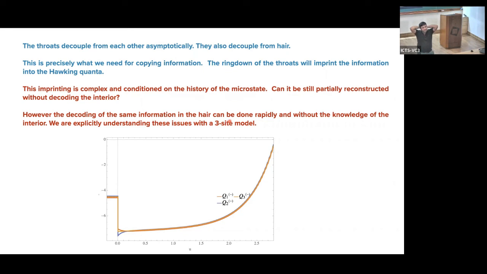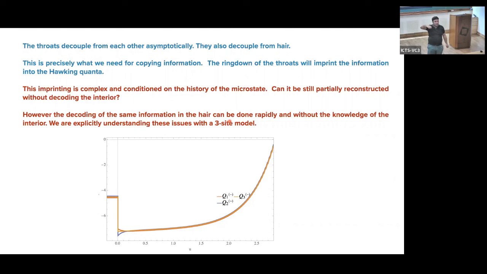Just about the quasi-normal modes. No, the whole point is that in this model, when you now allow the black hole to evaporate, the ring down will be imprinted on the Hawking quanta. That's the idea. But it's also copied into the hair. The point is that from the hair, you can decode it quickly without knowledge of the interior. But it's not quite clear to us yet how to decode from the Hawking radiation. So we are studying this decoding now.